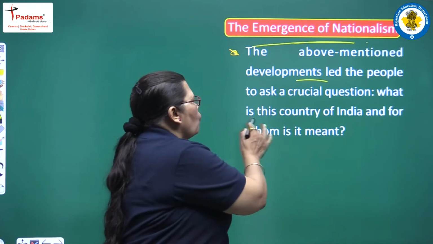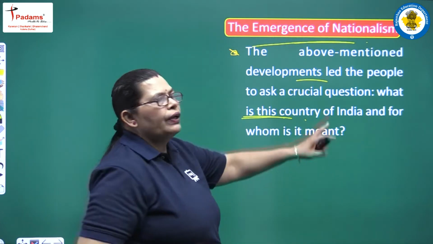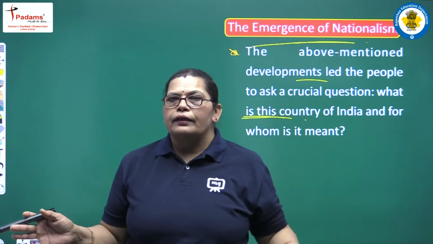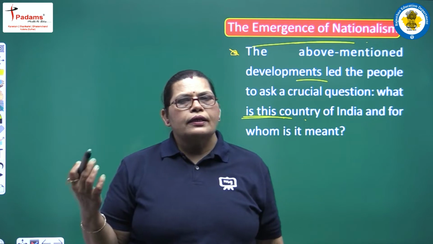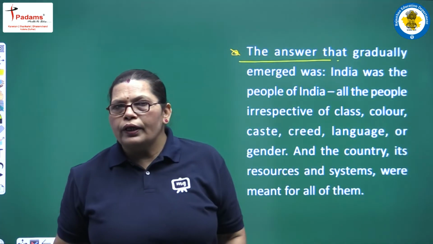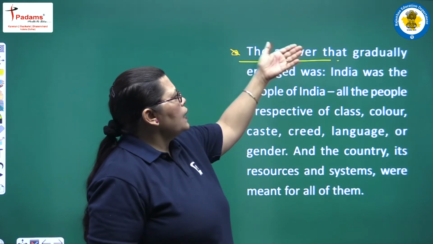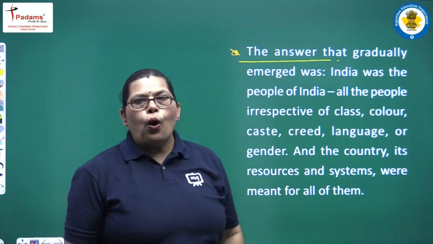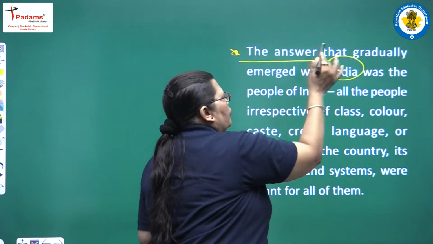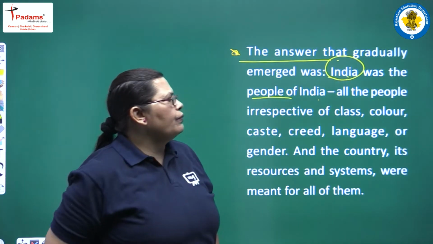See here, what is this country of India? And for whom is it meant? The important thing is this one. So here is the answer. The answer that gradually emerged was, India was the people of India.